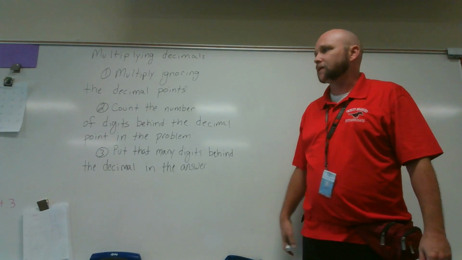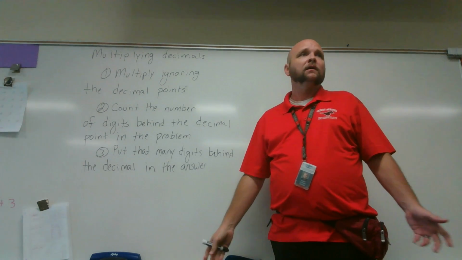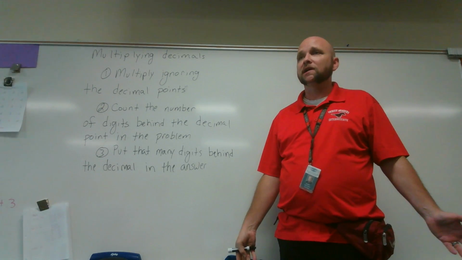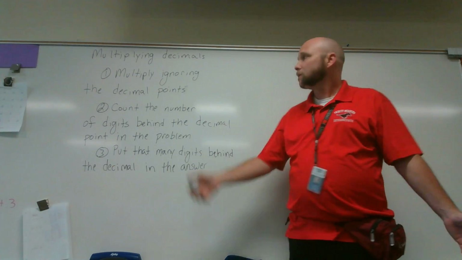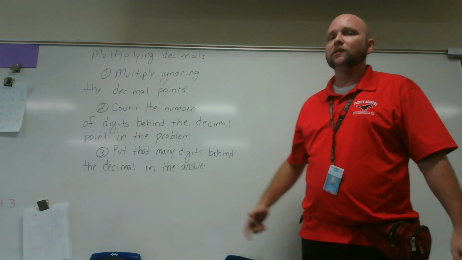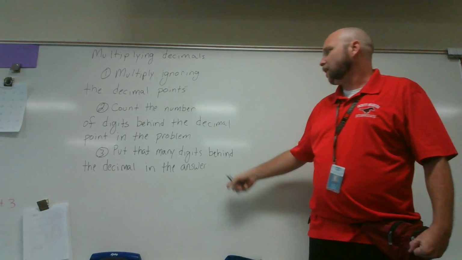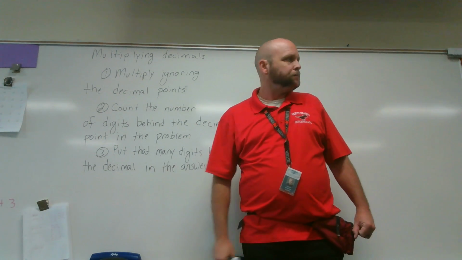The first step, I think, is very easy. Multiply ignoring the decimal points. Most of you ignore what I say most of the time, so you're good at ignoring. So just ignore the decimal points. 2, count the number of digits behind the decimal point in the problem. And 3, put that many digits behind the decimal point in the answer.